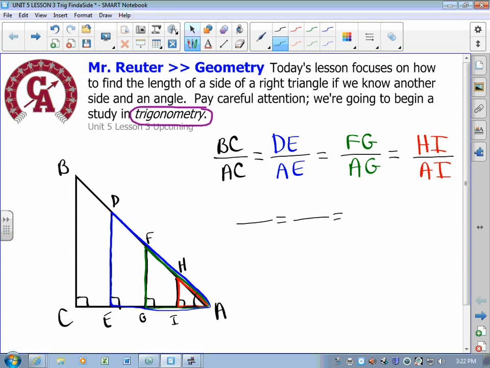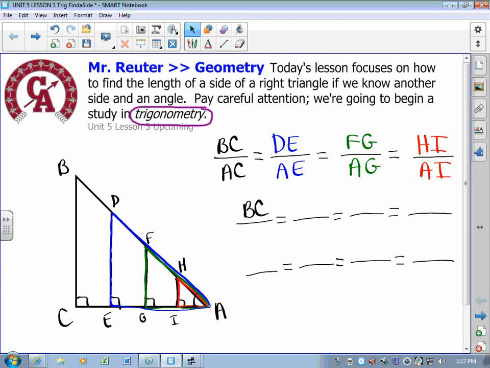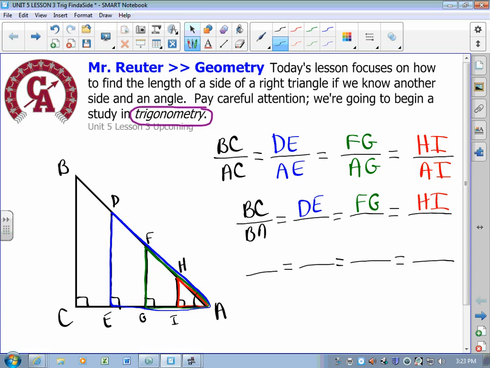Similarly, we have two other sets of ratios we can say. We can compare all the vertical segments, BC, DE, FG, and HI. We could compare all of those to hypotenuses, BA, DA, FA, and HA. Those ratios will be the same because corresponding sides of similar triangles are in proportion.